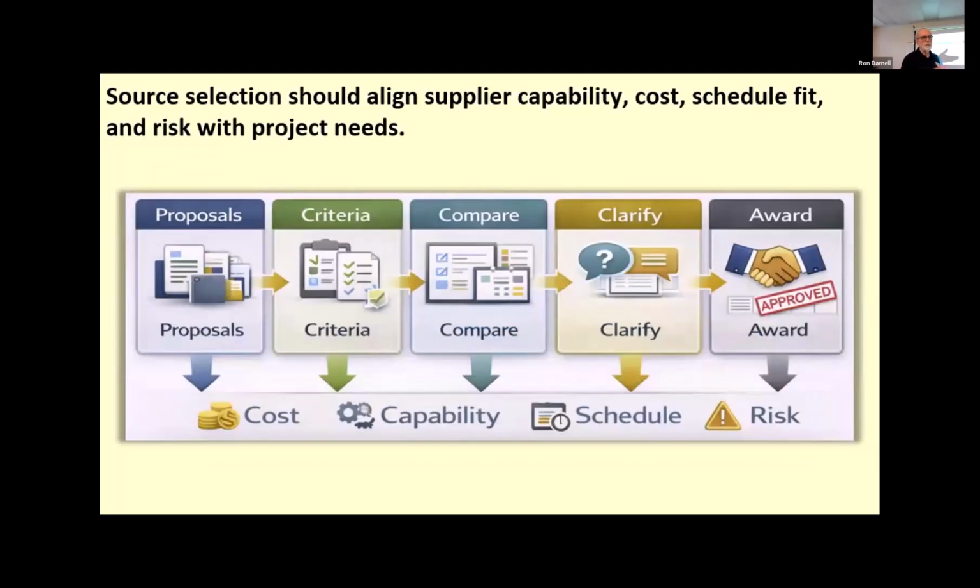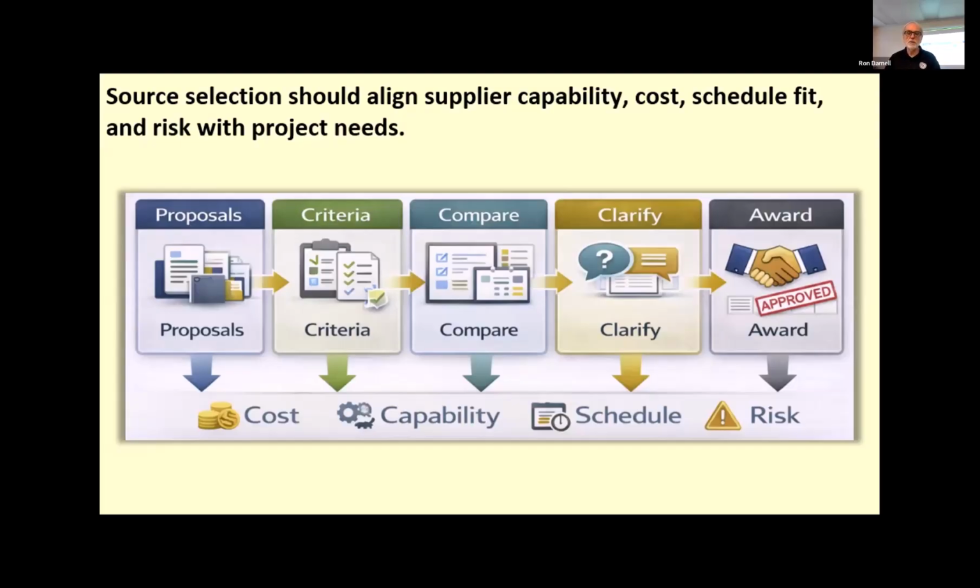Proposal evaluation. So we submitted our bids, we've gotten everything back. Now we're into proposal evaluation. And so proposal evaluation and source selection convert supplier responses into a defensible award decision. Source selection should align supplier capability, cost, schedule, fit, and risk with the project needs. So after solicitation and bidders conferences, the procurement process moves into proposal evaluation and source selection. And this is the point where the supplier responses are reviewed in a more structured way so the team can determine which seller is best positioned to support the project.